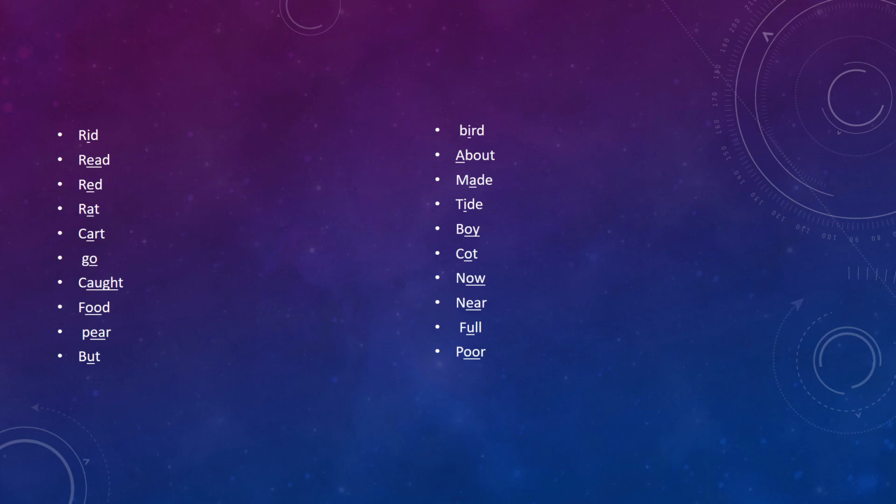Oi as in boy, o as in caught. You have seen the longer version of o in caught and this is the shorter one, o as in cot. Ow as in now, ear as in near, u as in full. You've seen the longer version, oo as in food, and this is the shorter one, u as in full. And then you have ua as in poor.